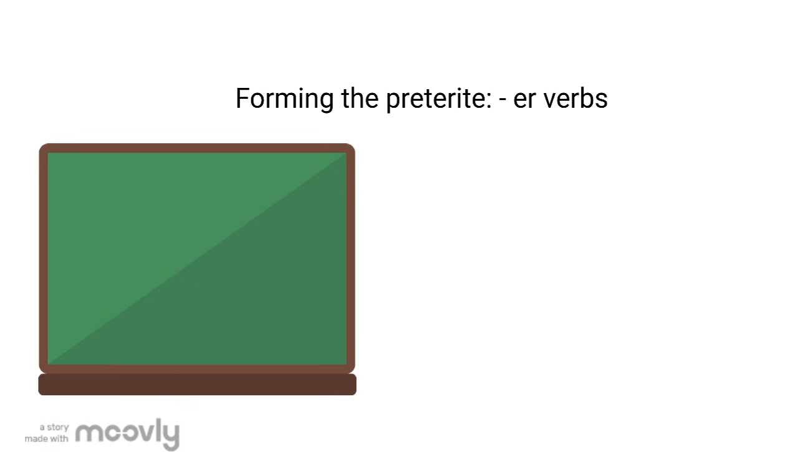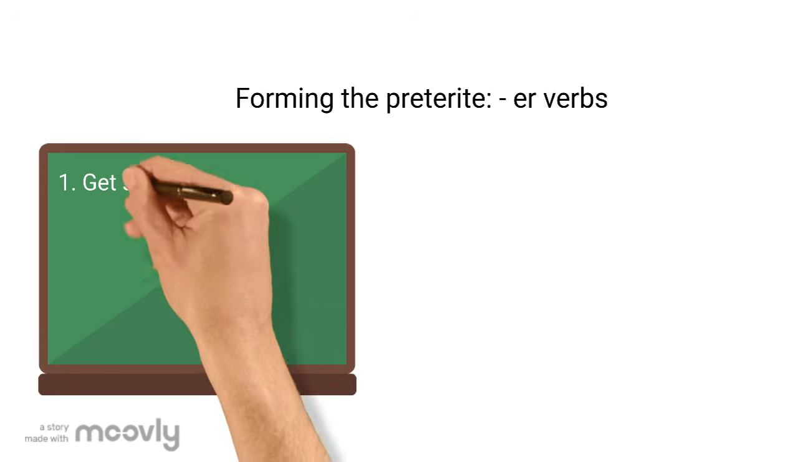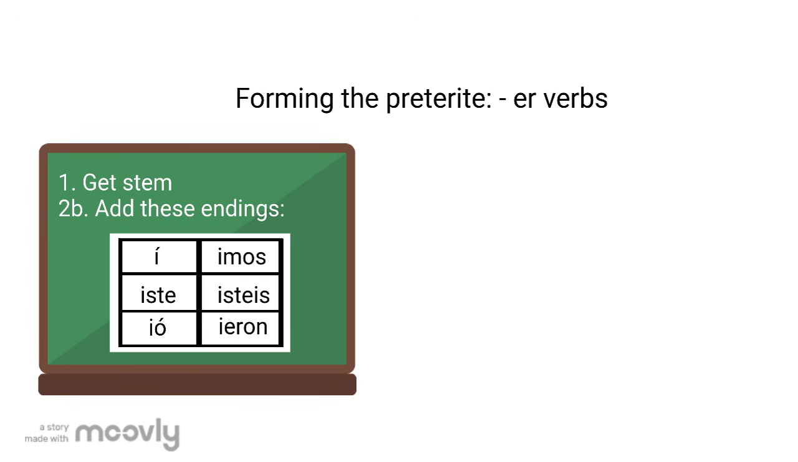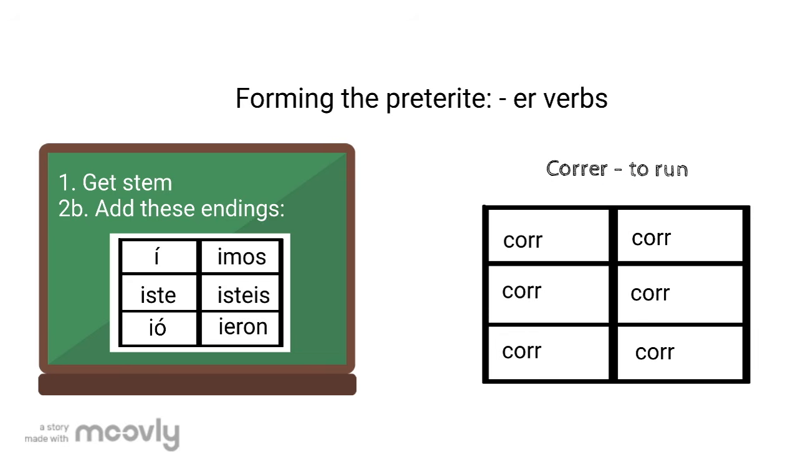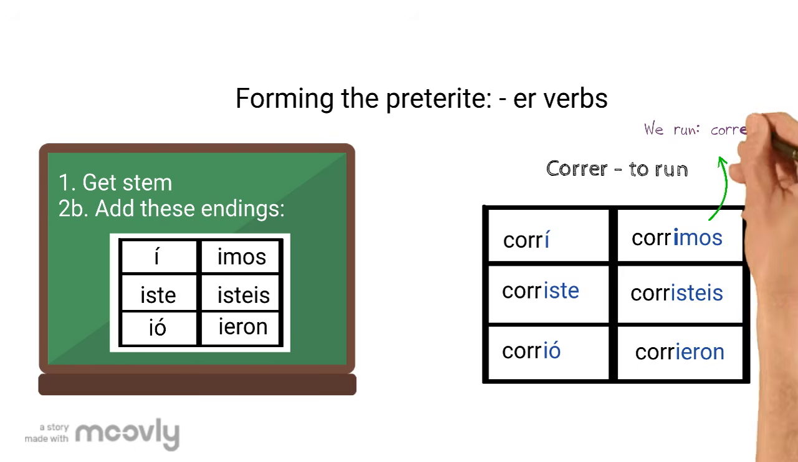That was AR verbs. If the infinitive was an ER verb, we add these endings. For example, correr means to run. The stem is cor, and with the endings, yo corrí, I ran. Tú corriste, you ran. Ella corrió, nosotros corrimos, etc. Again, notice the accents. This time, though, we don't have the same issues as the AR verbs because the nosotros form is different from the present tense by one letter. Corremos, we run. Corrimos, we ran.